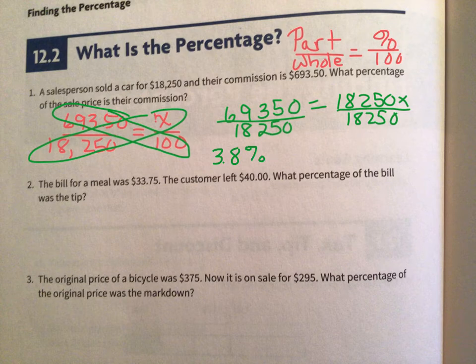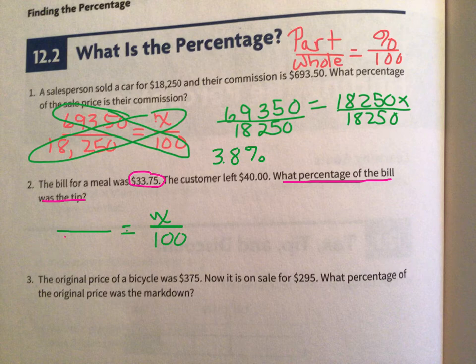All right, we'll try the next one. The bill for a meal was $33.75. The customer left $40. What percentage of the bill was the tip? In this case, we've got to be careful. Our parts and our wholes have to be figured out before we can calculate that percent. Again, the percent's going to come from the x over 100. But the part and the whole here are a little tricky. A lot of times with these, it's the smaller over the larger, but that's not always the case. It says what percent of the bill was the tip. Well, the bill was the $33.75, and that's going to be our whole. The tip would be our part.